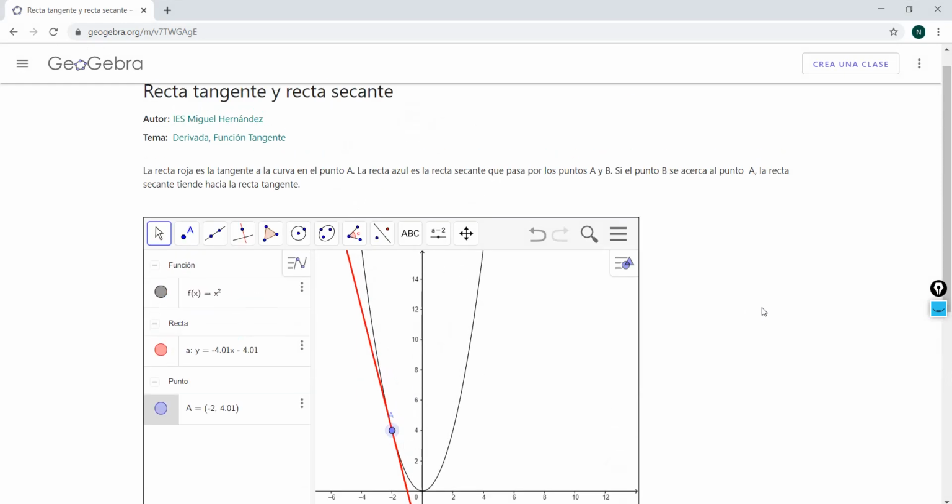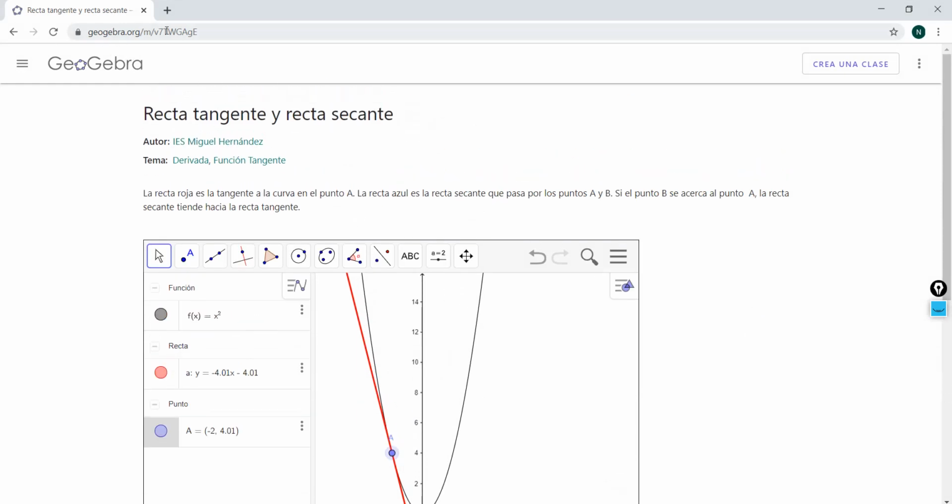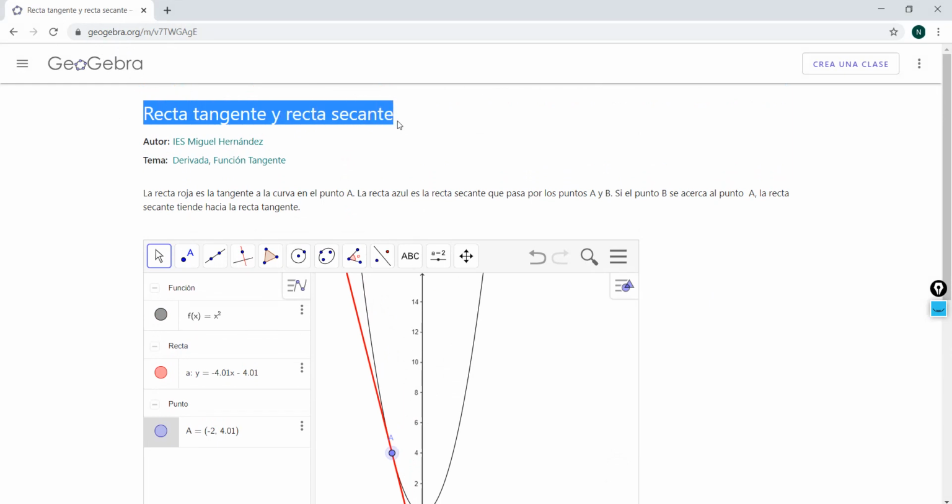I want you guys to go to this. I want you to type in Google, type recta tangente y recta secante y GeoGebra.